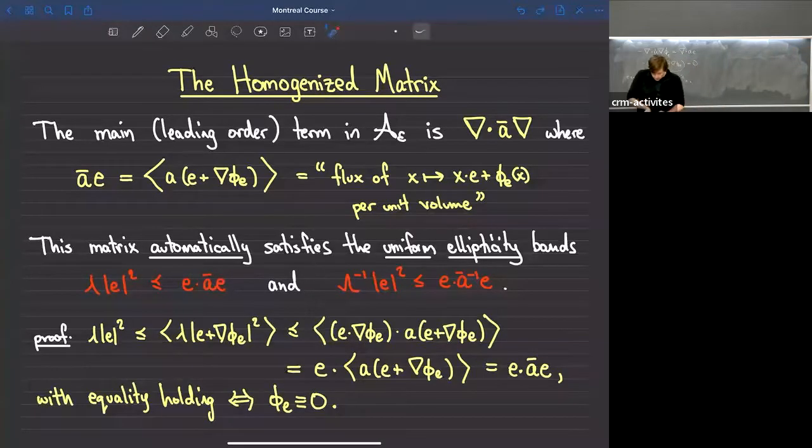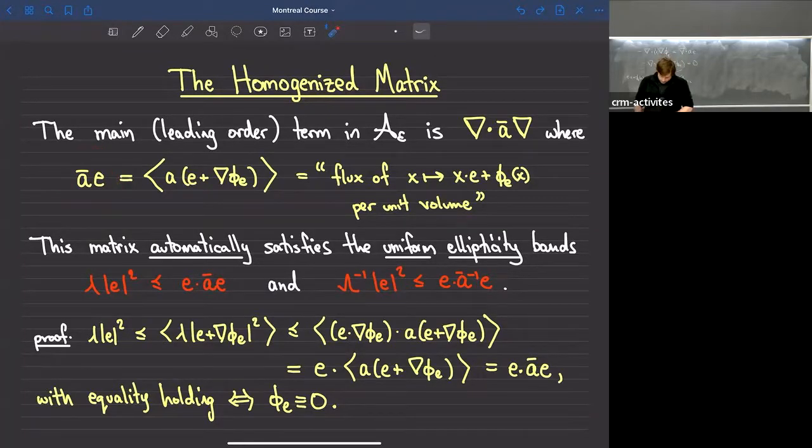So the A bar, what does it mean? I said an elliptic matrix is a way of going from gradients to fluxes. It's like the constitutive relation. So this is in some sense the average constitutive relation for the first order corrector. It's saying if you want to make asymptotically a solution with this slope, then the average flux per unit volume is going to be A bar E.